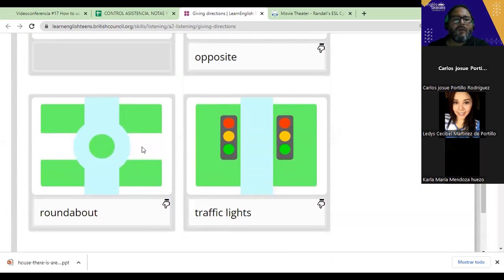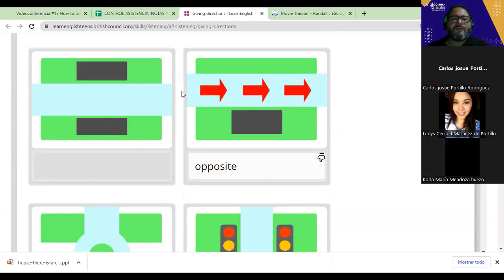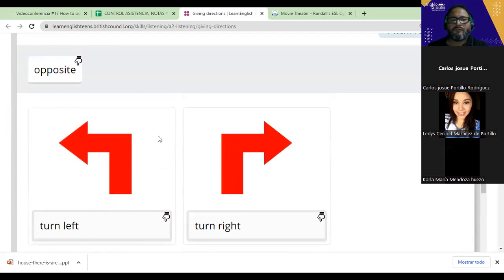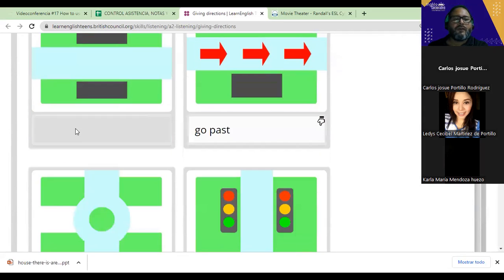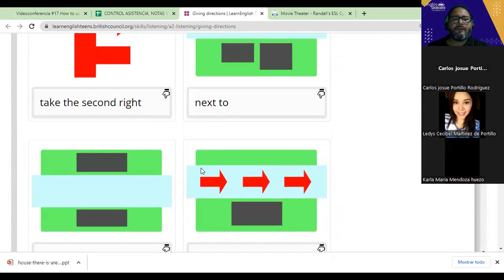Did you look for it? Go past. No, see, the roundabout is all right. The traffic lights are all right. I think we have problems between these two, right? Creo que es en el de la flechita. Go past? So it means that we have the opposite here? Why don't we check it this way? Okay, something like that? Yes or no?